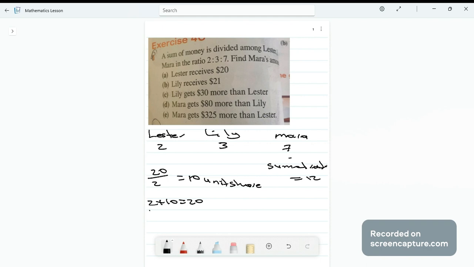Lily received 3 times the 10, which gives us $30. And Mara received a share amount of 7 times 10, which is the unit share, giving us $70. So Mara would receive $70, and that's what the question asks us. So let's move on to part B.